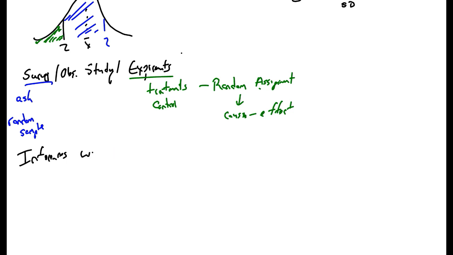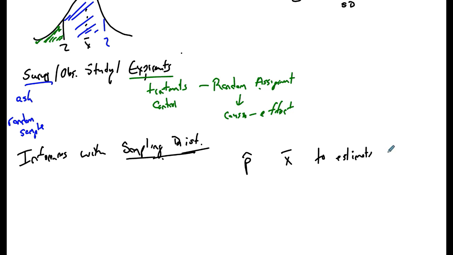We're going to make inferences with a sampling distribution. By using some kind of simulation, we're going to be creating a sampling distribution for our p-hats, our sample proportions, or our x-bars, our sample means, to make guesses to estimate the parameters. Our whole purpose of inferential statistics is: okay, I have a sample statistic. What's my best guess for this population parameter?